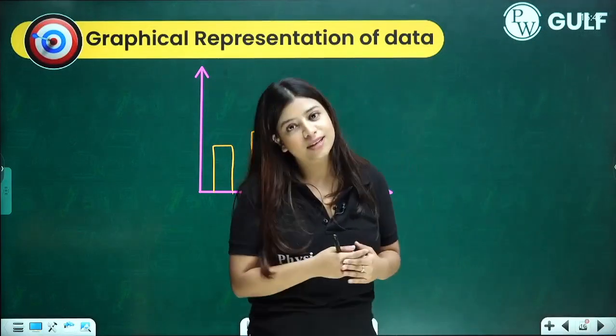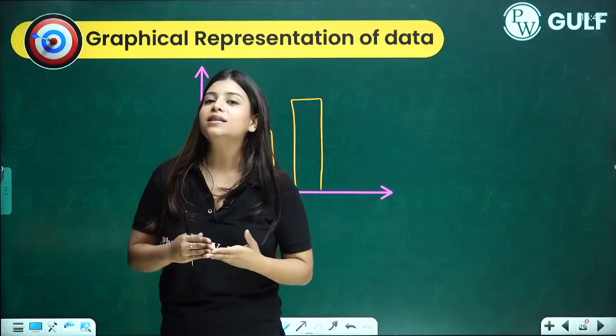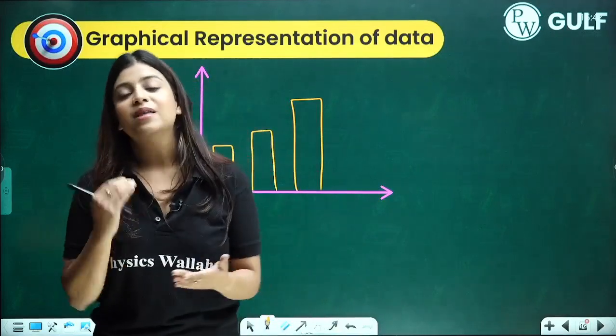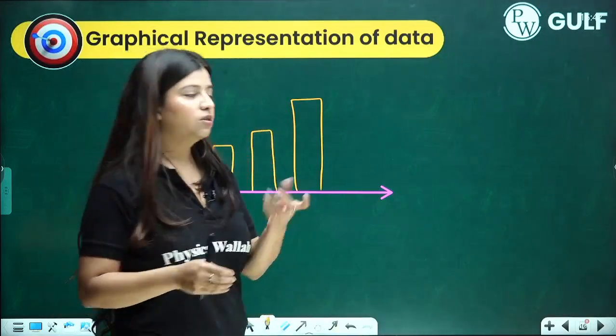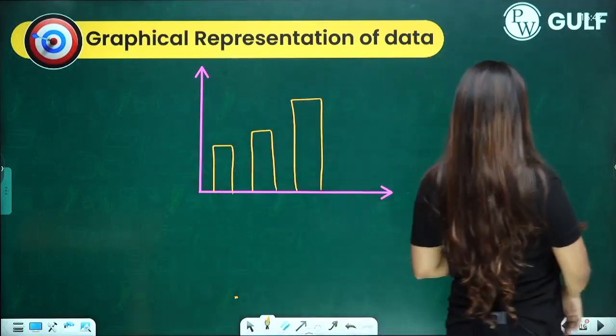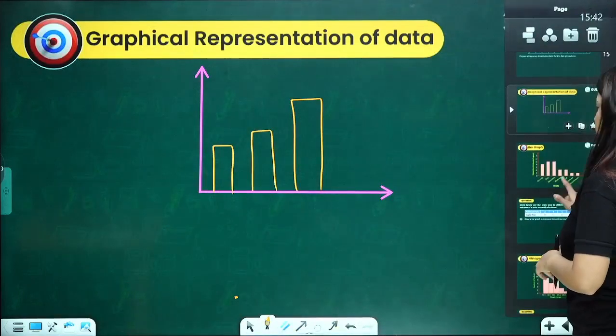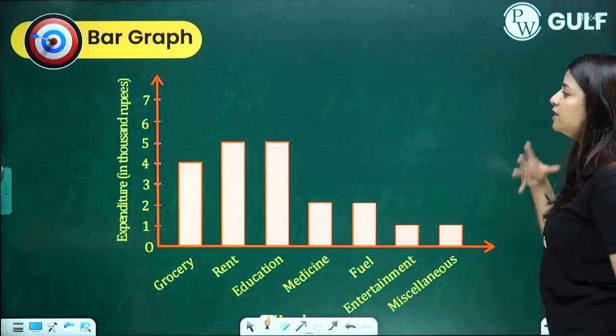In total, there are 3 graphical representations. One is the bar graph, the other one is the histogram, and the third one is the frequency polygon. The frequency polygon might not be coming in some of your schools, but let's study it, all right? So this is the bar graph.